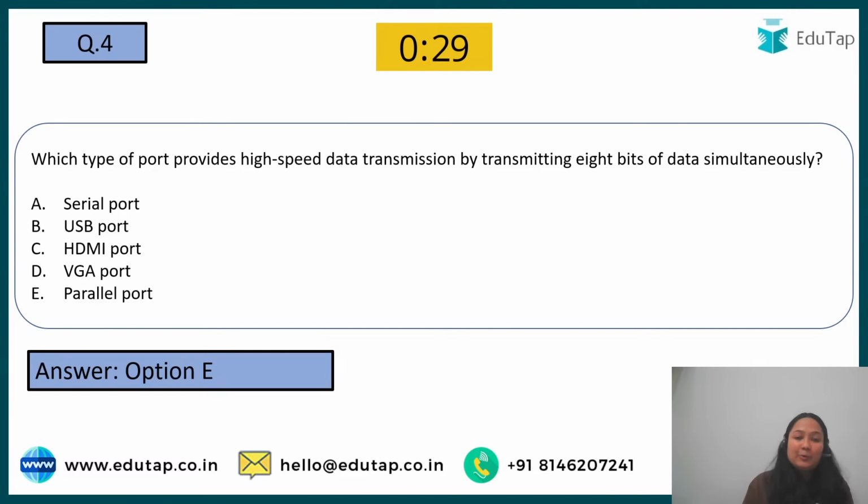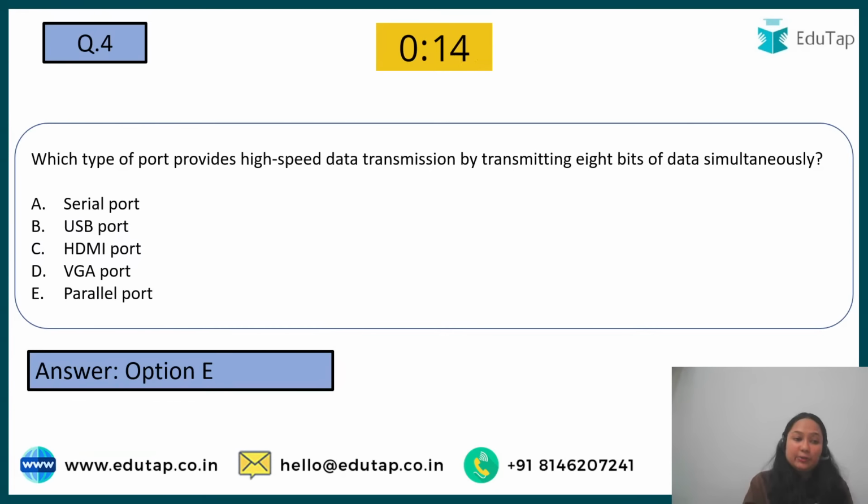Then we also have the serial port. Now the serial port is the slowest port. Here we are talking about 1 bit of data at a time. We usually use it for modems and so on, but these are very slow. Even for the mouse, in older computer systems we used to have a serial port.